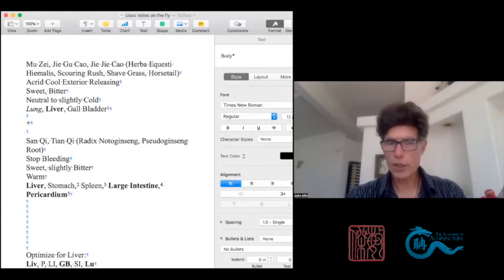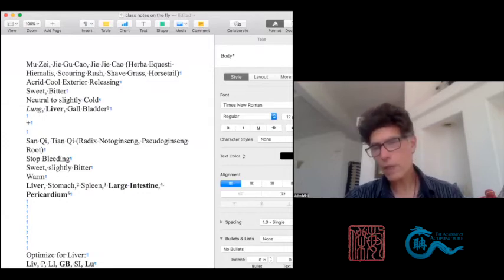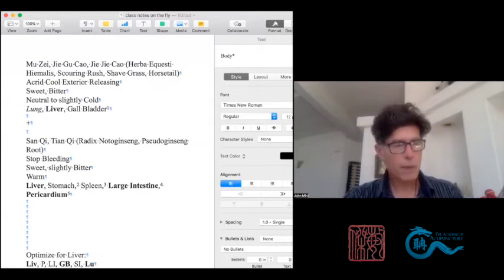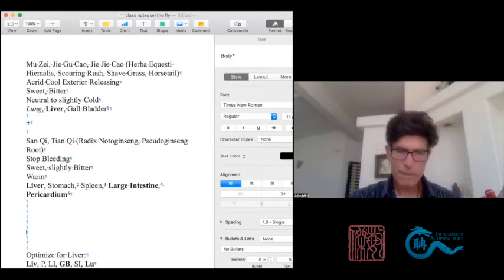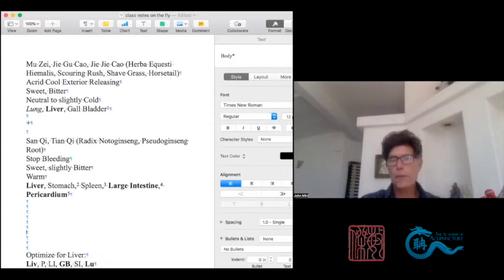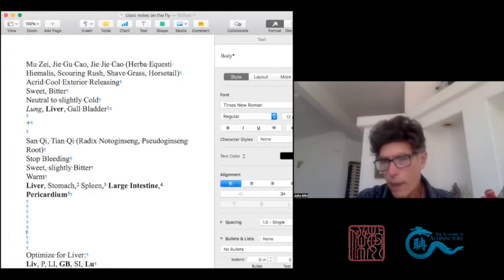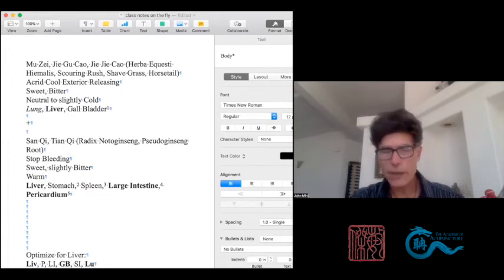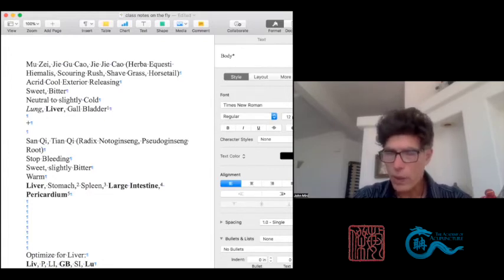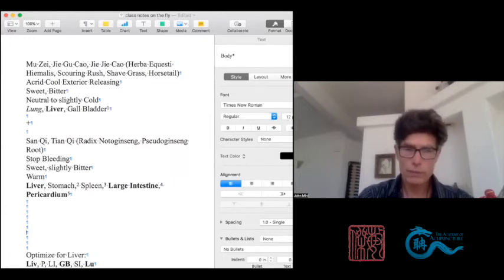Tabimuze plus Sanqi, very, very powerful. And even though Sanqi is said to be warm, because of its opening qualities, it can actually clear heat from the organs too, and especially with Muze, it will clean that heat from organs very, very effectively, depending on where you target it to go to.